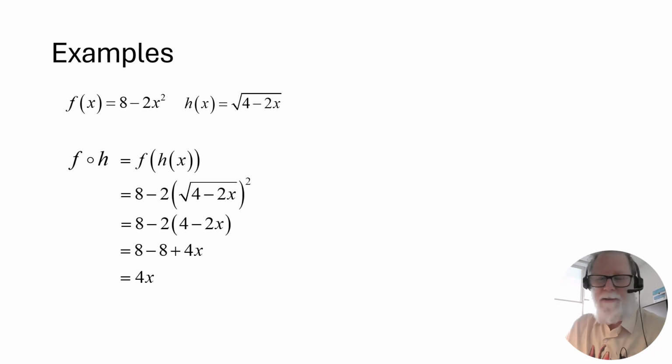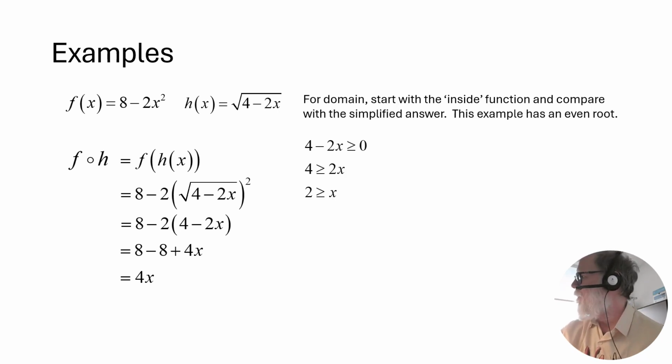We get 4x. 4x is a diagonal line. It's a polynomial, but the restriction from the square root is still there, even though the root canceled. So you have to go back to that even root and use it to help with the domain.